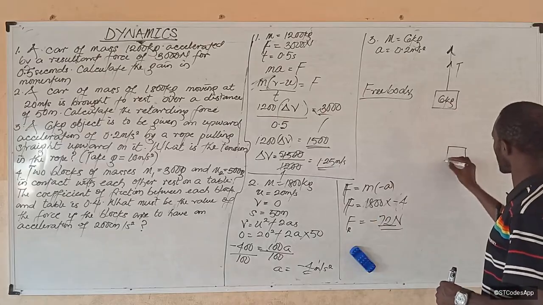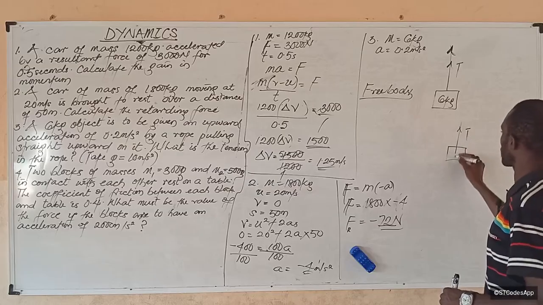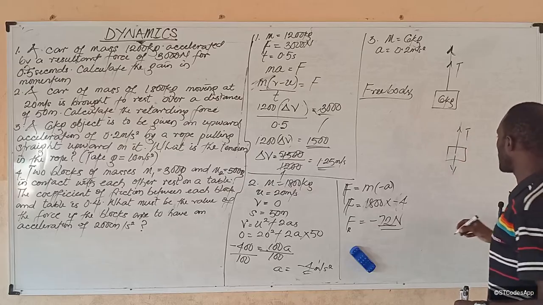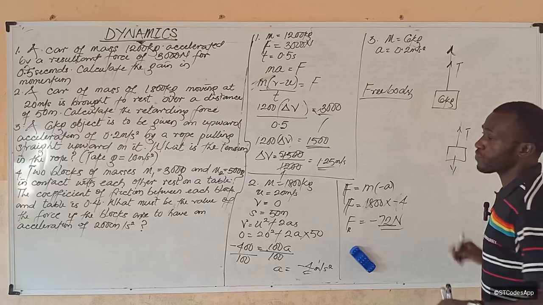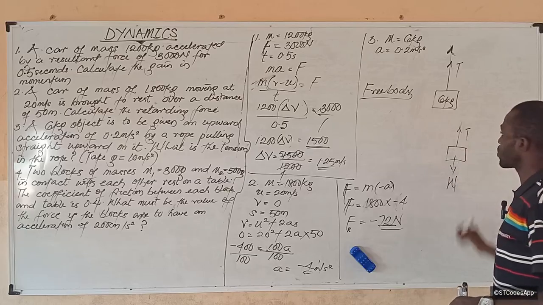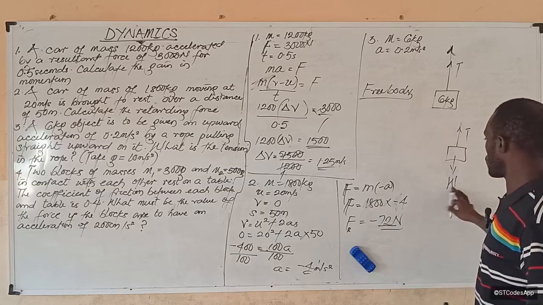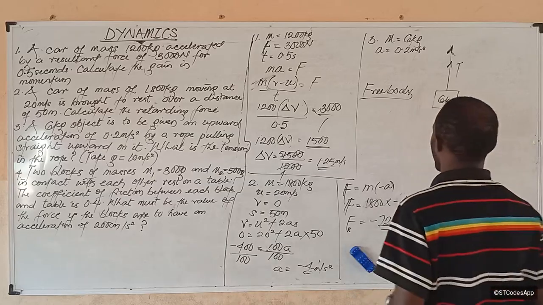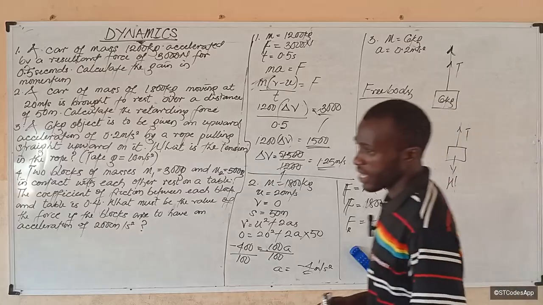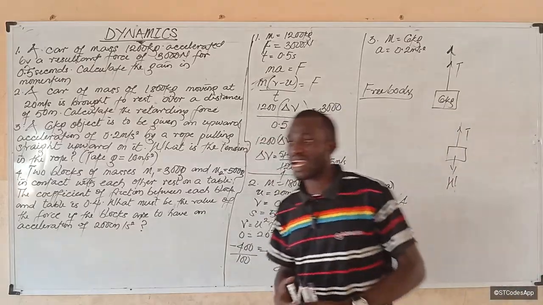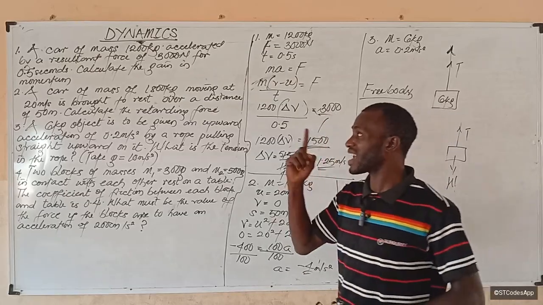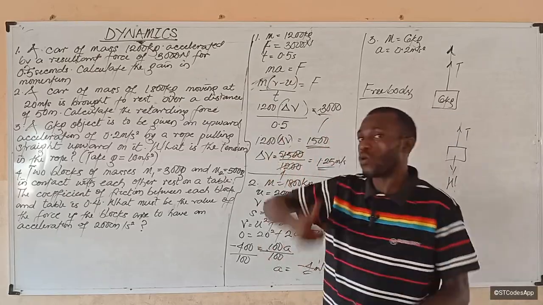So just draw the body like this. Which force is acting upward? Tension. Which force is acting downward from center of gravity? That force is the weight of the body. So they are collinear. Now, which direction is this body moving? This is where you have to pay attention. The direction that this body is moving is upward.